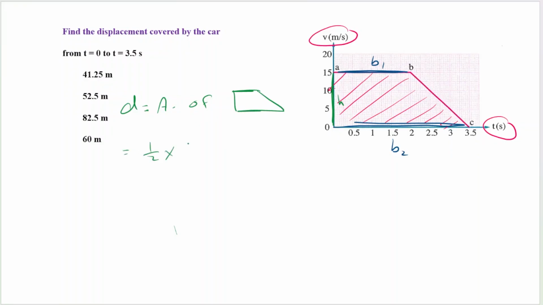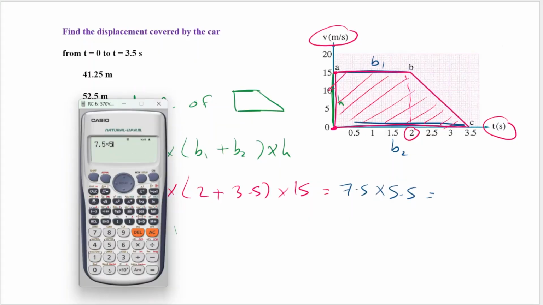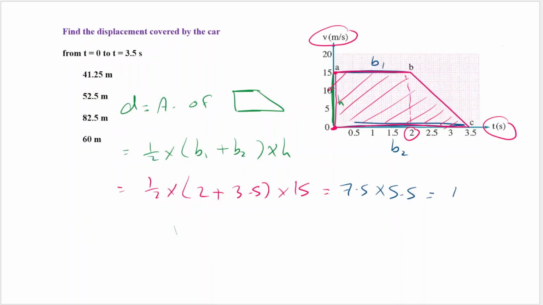So it will be half times base 1 plus base 2 times height. So half times base 1, it extends from 0 to 2, plus the second base, it extends from 0 to 3.5, times the height, it's from 0 to 15. So this one is equal to 7.5 times 5.5. We will use the calculator. So it's 7.5 times 5.5, so it will be 41.25 meters. So this is the answer.